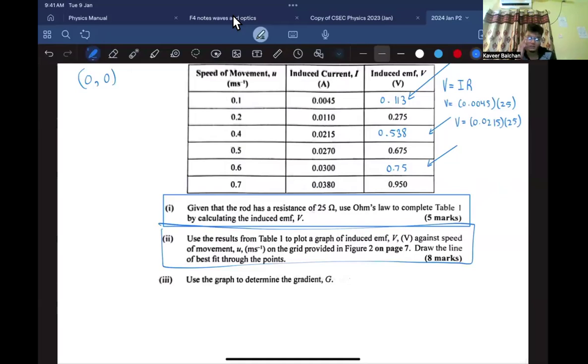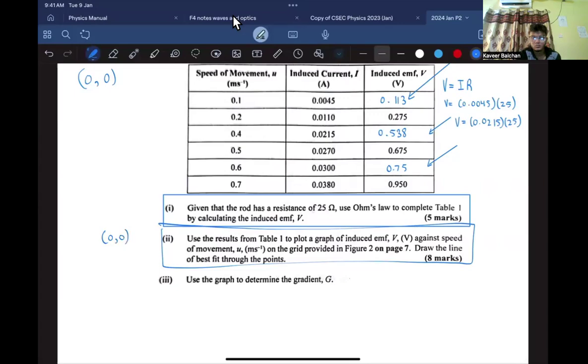Use the results from table 1 to plot the graph of induced EMF, V, against the speed of the movement, u, in ms to the minus 1, on the grid provided in Figure 2 on page 7. Draw a line of best fit through the points. All right, Justin. So we know that this graph had to start from the what? So we plot voltage against movement. If you don't move the rod, you're gonna get a voltage? No. So this graph has to start at 0, 0.